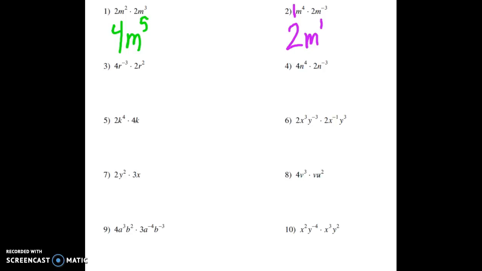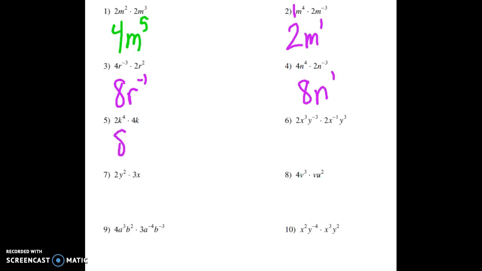Next one, 4 times 2 is 8. R to the negative 1. Just ignore the directions for right now. We're not concerned about that. Next one, 4 times 2 is 8. N to the 1st. You don't need to write the 1 if you don't want to.